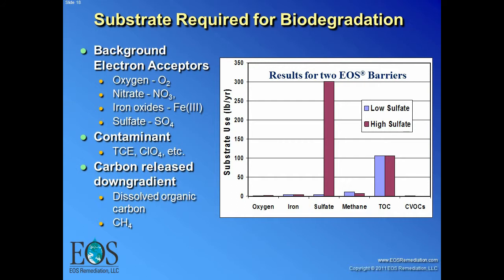So bottom line conclusion, the amount of carbon you need is going to depend on the groundwater velocity and the different electron acceptors that are flowing into the treatment area. If you have a high velocity with a lot of background electron acceptors, you're going to burn up the carbon quicker. And that's just life.